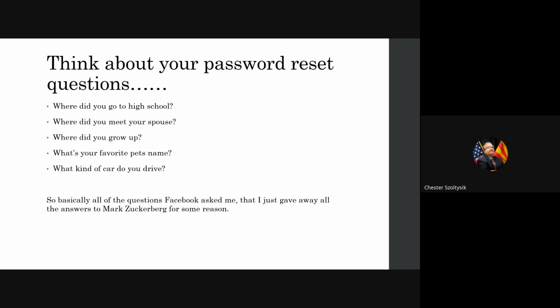Think about your password reset questions. Where did you go to high school? Where did you meet your spouse? Where did you grow up? What's your favorite pet's name? What kind of car do you drive? So basically, all of the questions that IT uses for you to reset your password are also all of the same questions that Mark Zuckerberg is asking you on Facebook. And we're freely giving away the answers.